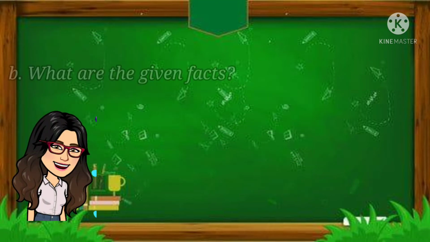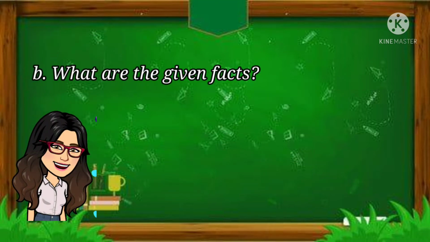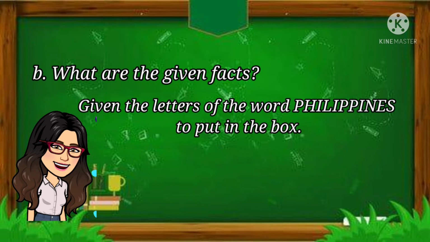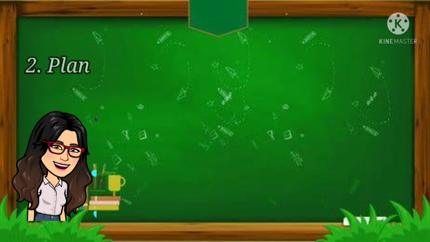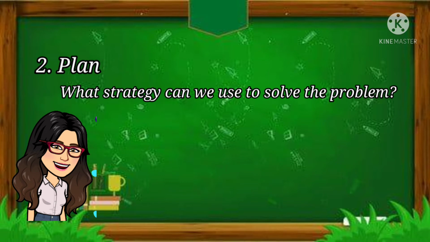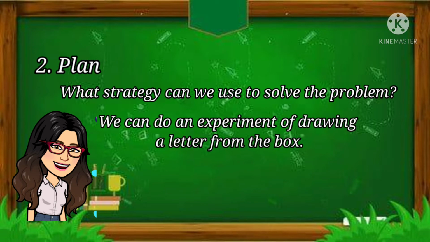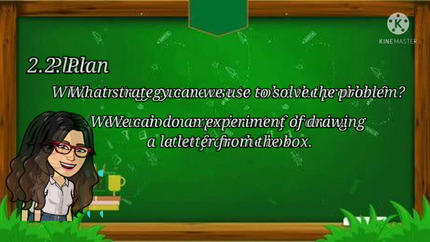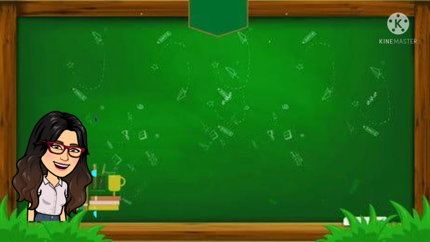We should know also what the given facts are. Given are the letters of the word Philippines to put in the box. The next step is we're going to make a plan. So what strategy can we use to solve the problem? In this problem, we can do an experiment of drawing a letter from the box. The next is let us carry out the plan.